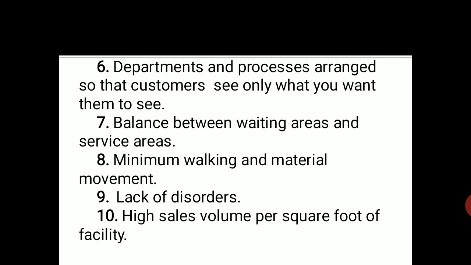The next one is minimum walking and material movement should be there. Too much of ins and outs should not be there. Material movement should be least so that you have enough space to work. Number 9 is lack of disorders. Disorders and mess should be avoided, right? Any kind of messy thing should not be there. If things are simple and clear, it makes sense to the customers. The 10th and the last one is high sales volume per square foot of the facility. That means whatever space you are utilizing for providing the services, that should give you the best returns, right?